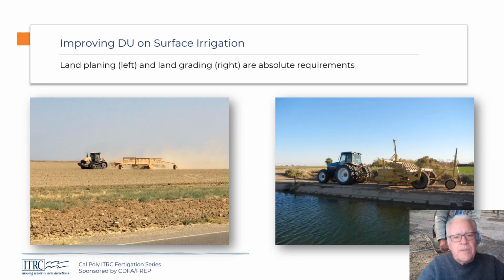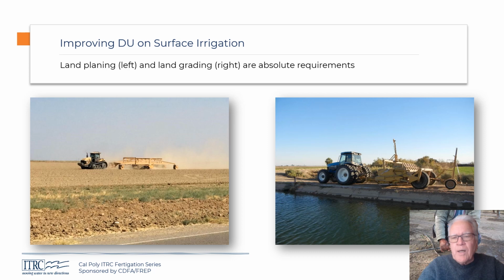The left picture here shows you land planing. Land planing is not done with lasers or with GPS or anything like that. It's a machine with a blade in the middle, with a long distance on both ends of it, and basically with the number of passes over the field, it smooths things out.